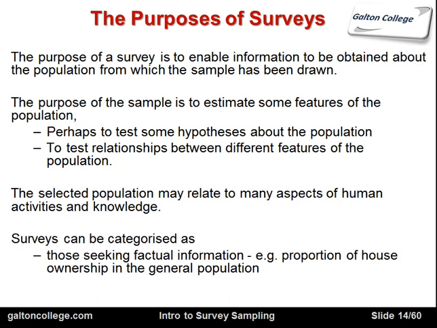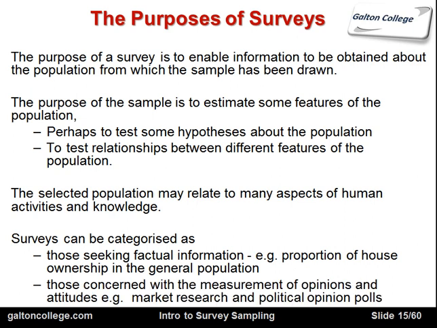Surveys can be categorized as those seeking factual information, e.g. the proportion of house owners in the general population. That would be a fact. Or those concerned with the measurement of opinions and attitudes, for example, market research and political opinion polls. So we have two types of surveys. One, factual, looking for perhaps proportions of the population who do or do not do certain things, or who own or do not own certain things. Those are factual bits of information.